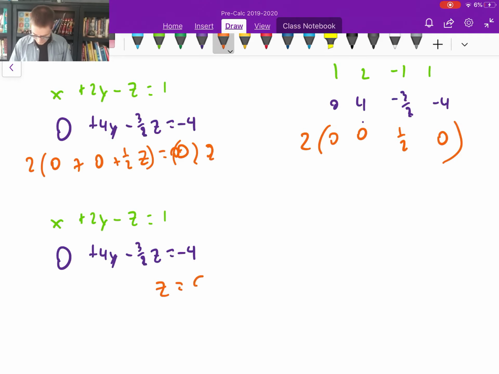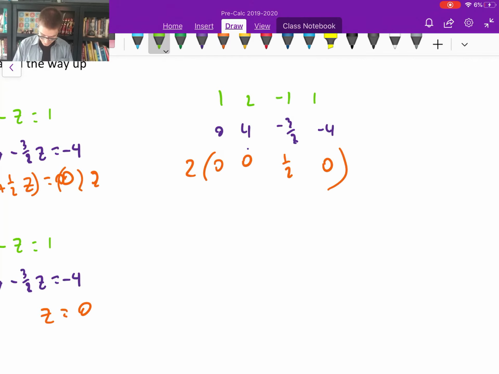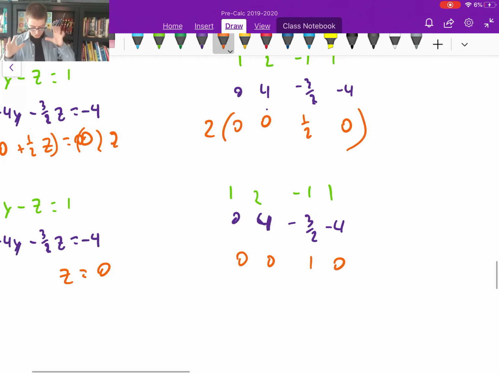Okay. And then on the other side of the equation, we would do row echelon. When we do the matrix form, we get 1, 2, negative 1, 1. We get 0, 4, negative 3 halves, and negative 4. And then we have, let's see, 2 times all of this, so it gives us 0, 0, 1, 0. Great. We've got a 1. The left sides are all zeros. The right side is 0. It doesn't matter what the right side is. We've got the 1 there. And so our goal is essentially to make all of these become 1s and then make a triangle of zeros.